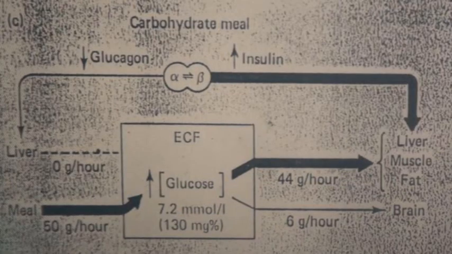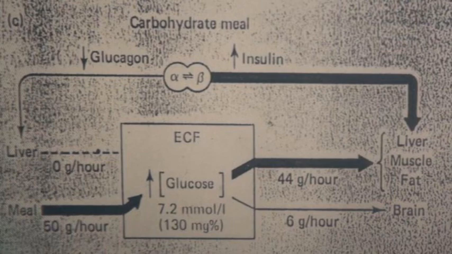In a carbohydrate meal, insulin increases and glucagon decreases. No glucose comes from the liver. From the meal, 50 grams per hour. Plasma glucose level is 130. 44 grams are transported into liver, muscle, and fat, and 6 grams into the brain.